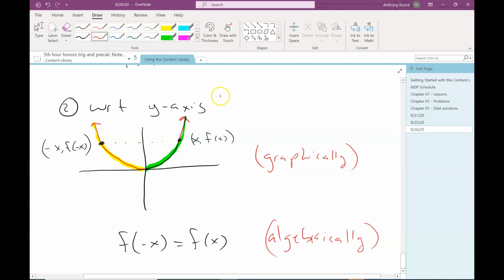Worth noting that with respect to the y-axis, we often call these functions even functions. So that's another vocabulary. And really, more often than not, we use even function rather than symmetric about the y-axis, mostly because it's a lot less words.